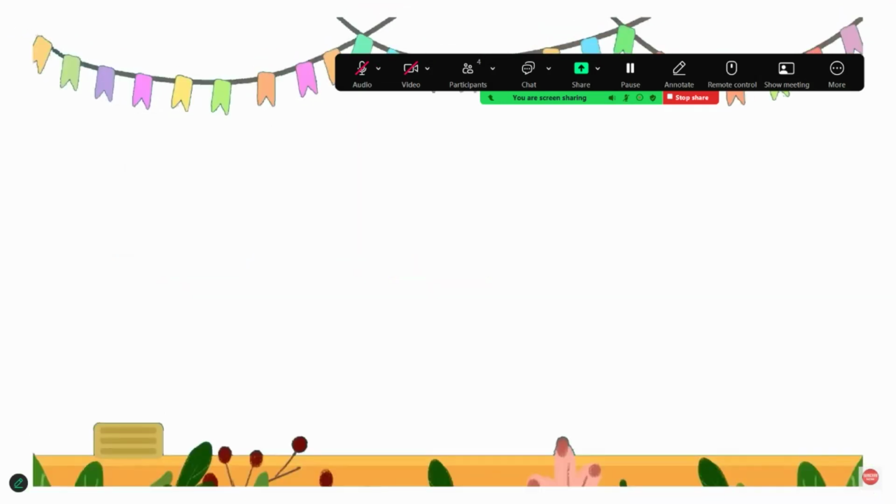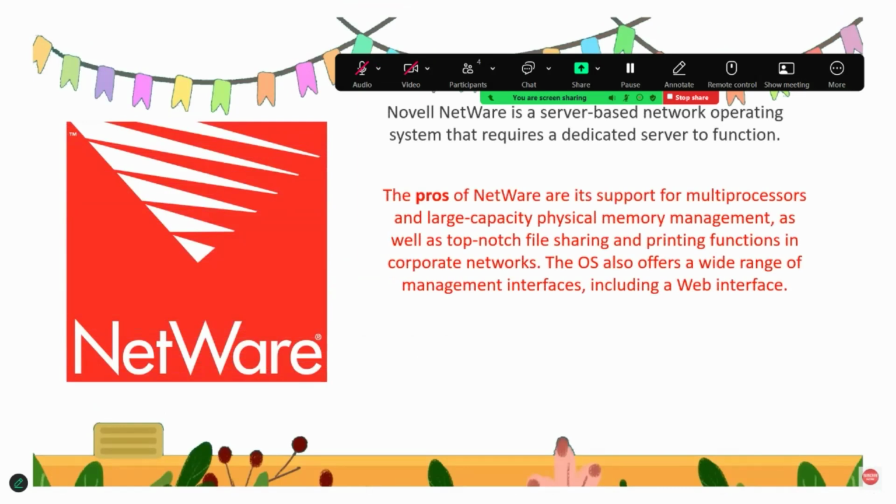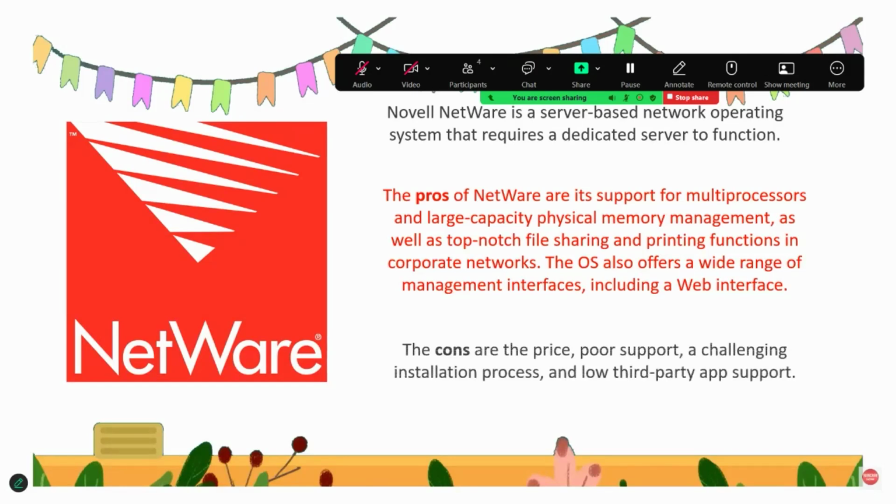And the next type of server OS is NetWare, and this is a server based network operating system that includes a dedicated server to function. And this NetWare has pros which are the support for multi-process and large capacity physical memory management, as well as top-notch file sharing and printing function in corporate networks. And this also offers a wide range of management interfaces, including a web interface. And the cons are price, poor support, challenging installation process, and low third-party app support.